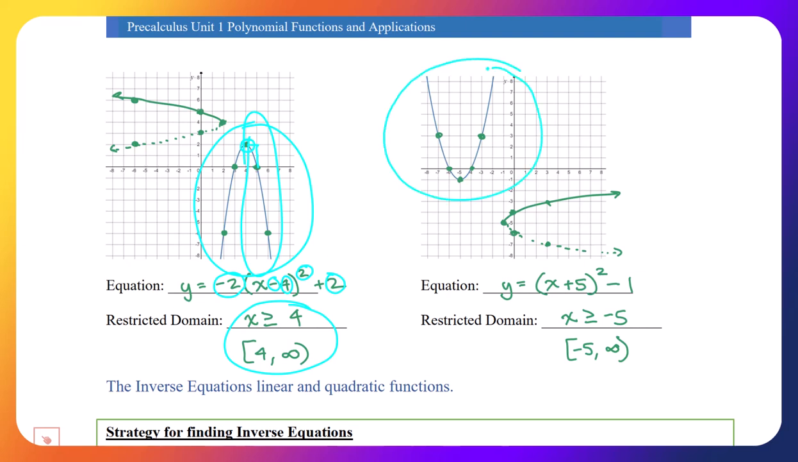Same thing is true here. We have our vertex of negative 5, 1, negative 1, and over 1 up 1, over 2 up 4, that's the basic parabola where the a value is 1. We're going to restrict this side of the parabola, and so we're going to keep all the x values to the right of and including negative 5.